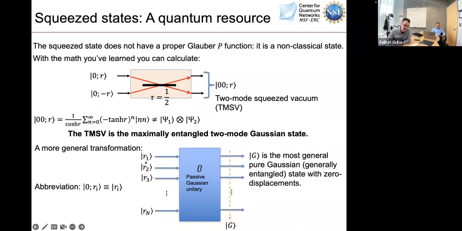If you assume that these states are not only squeezed, but you also apply a displacement operator in front of them, then indeed this G will become the most general pure Gaussian state. Okay, but for now I killed off all of the displacements. And what I mean by R1 is a vacuum squeezed state, without any displacement.